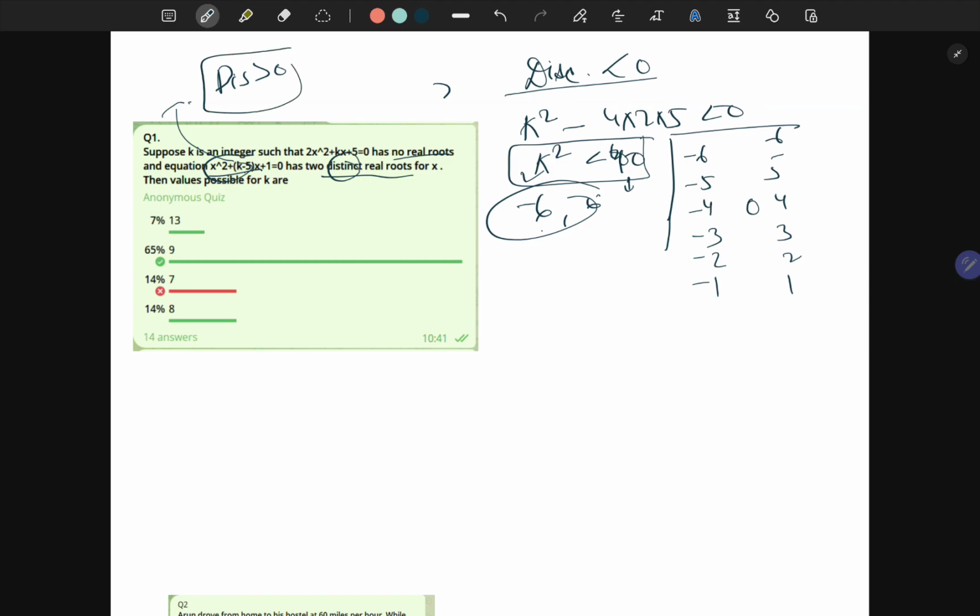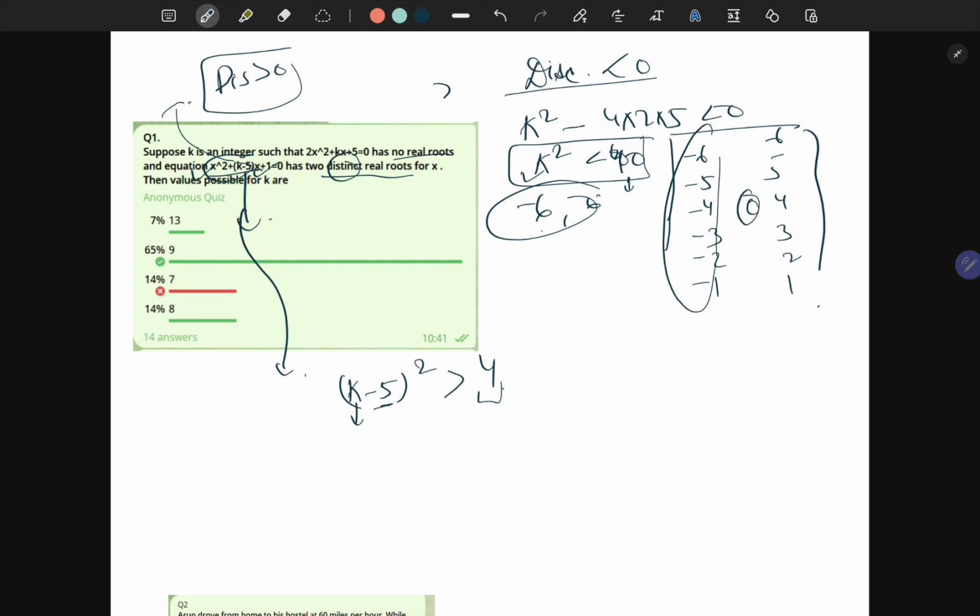In this case, b square will be k minus 5 square greater than 4ac, as we did over here. 4ac, a is 1, c is 1, so greater than 4. Now we'll plug in k's from here and check. Since this is already a negative quantity, if we take another negative, it will easily be greater than 4. So these all quantities will easily satisfy. Same for the 0 case as well.